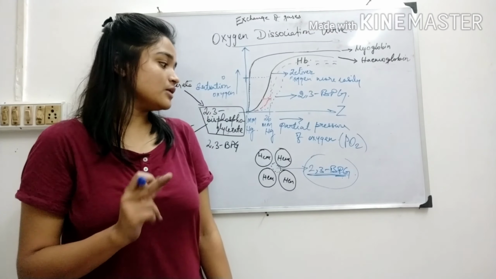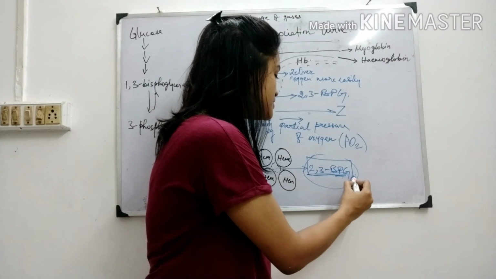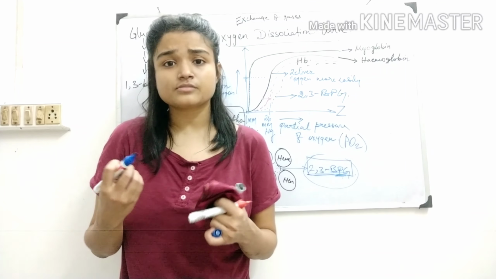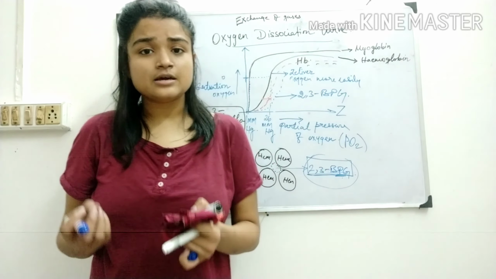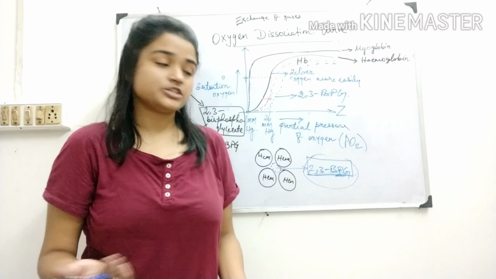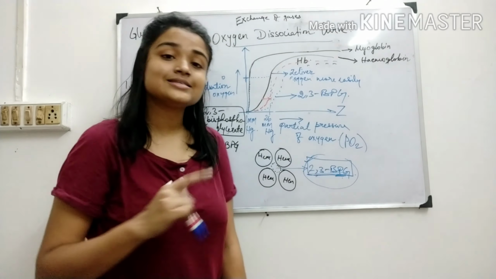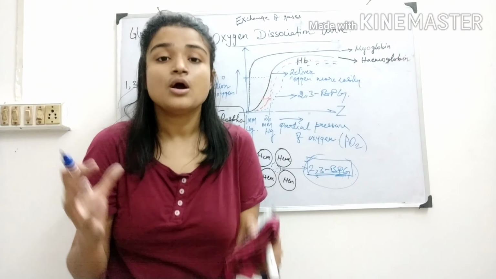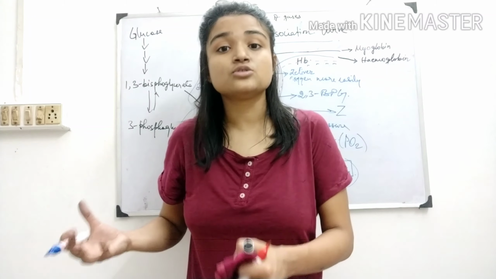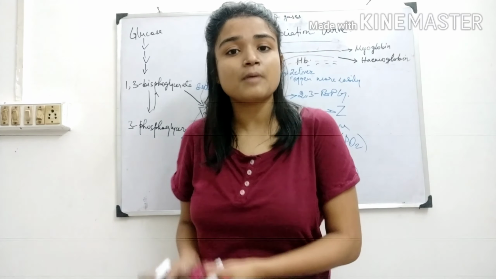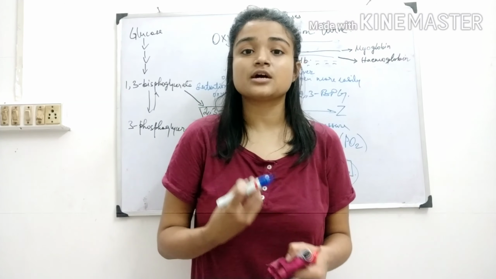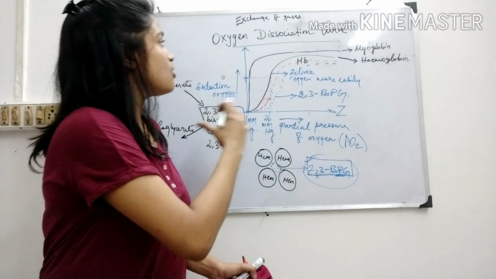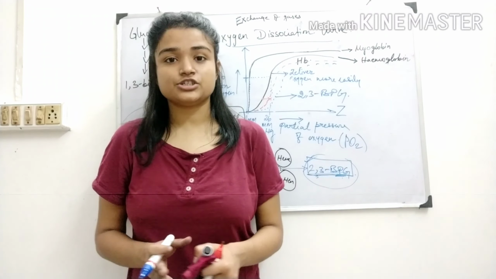And there is one more thing. When the BPG level is very high, as in breathing problems like COPD, where the 2,3-BPG level has increased, it is binding to hemoglobin more. So hemoglobin is not available for oxygen to bind, and those patients cannot breathe easily. They have breathing troubles. Okay. So this is your overall oxygen dissociation curve.